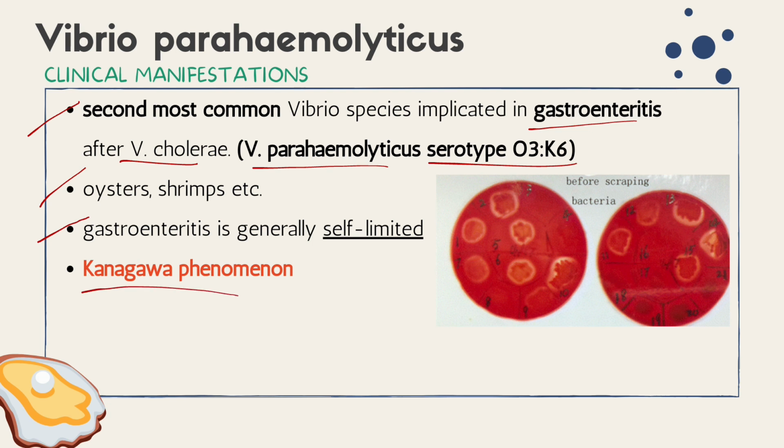Next is the Kanagawa phenomenon. I will be explaining this in detail in the laboratory part, in video part 2. Just a brief bird's eye view: the Kanagawa phenomenon is the hemolysis of red blood cells on a blood agar plate, specifically the Wagatsuma agar. In the laboratory, we will explain this phenomenon.